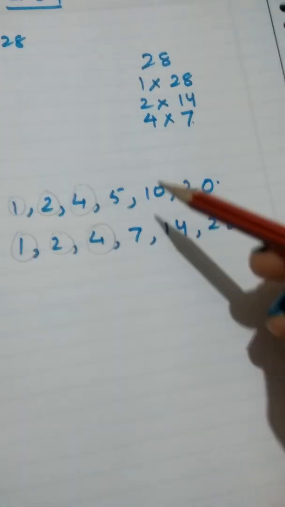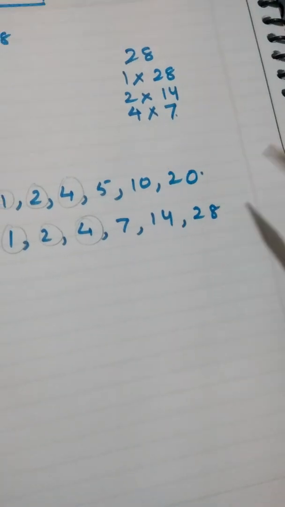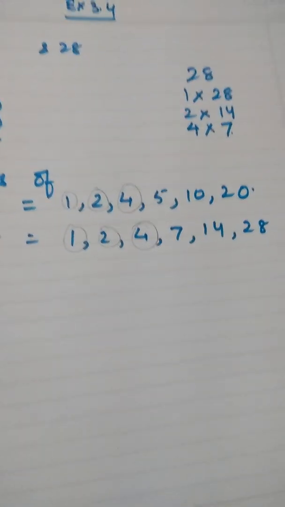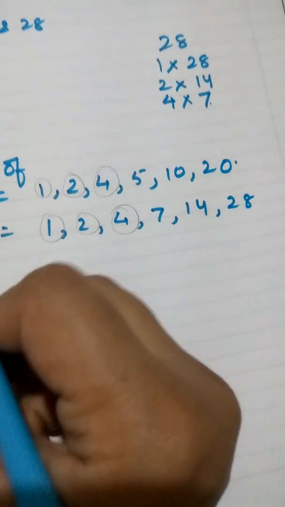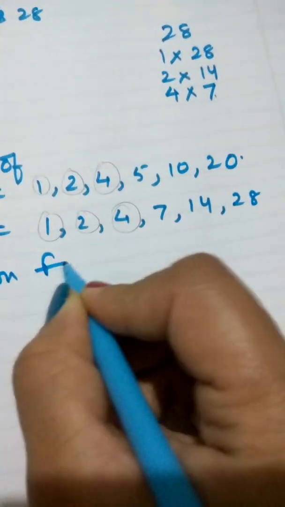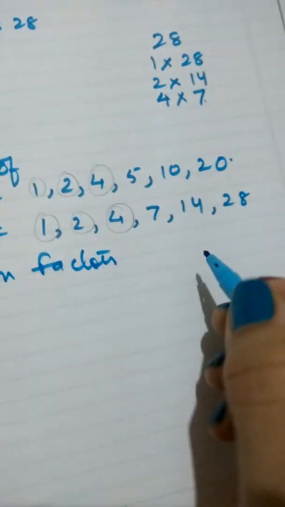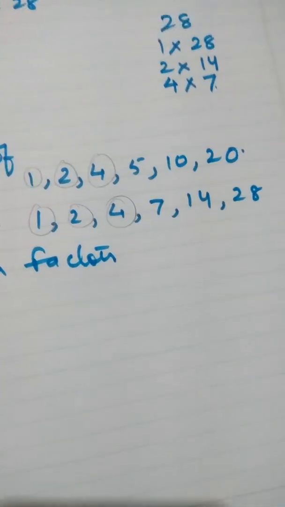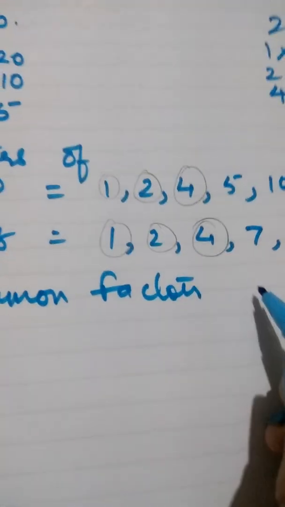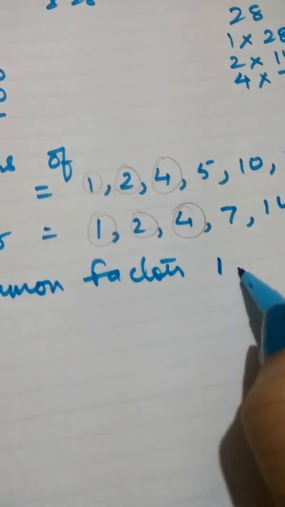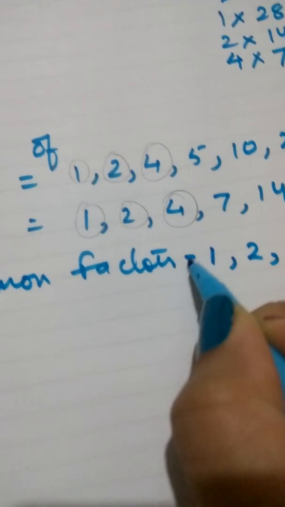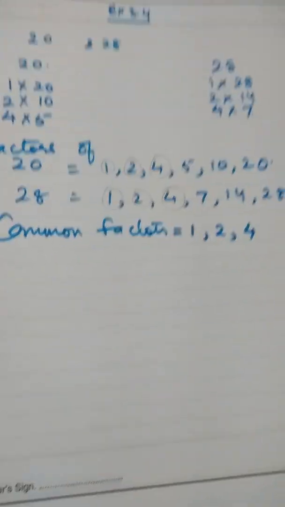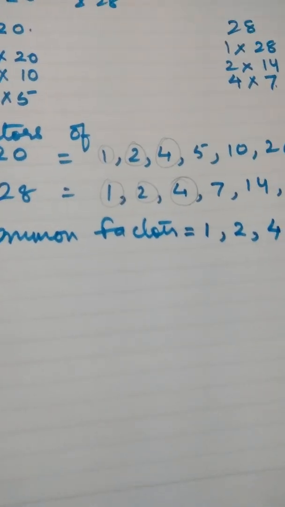4, then that's all. So we can write the common factors as 1, 2 and 4. So this is how we find the common factors.